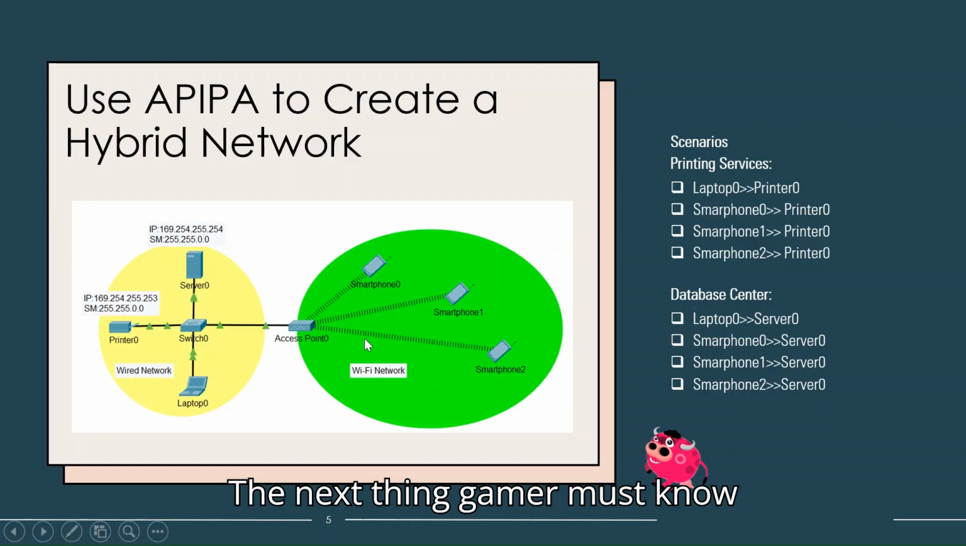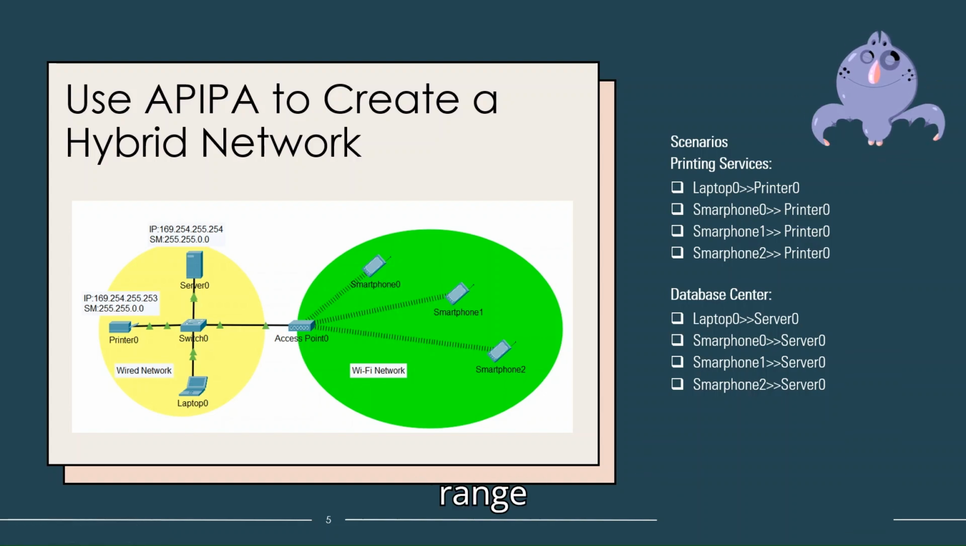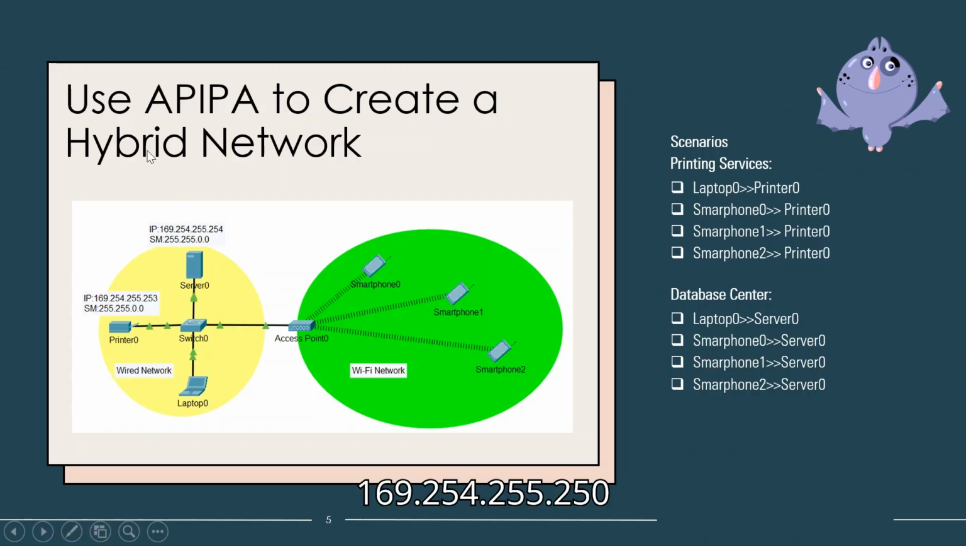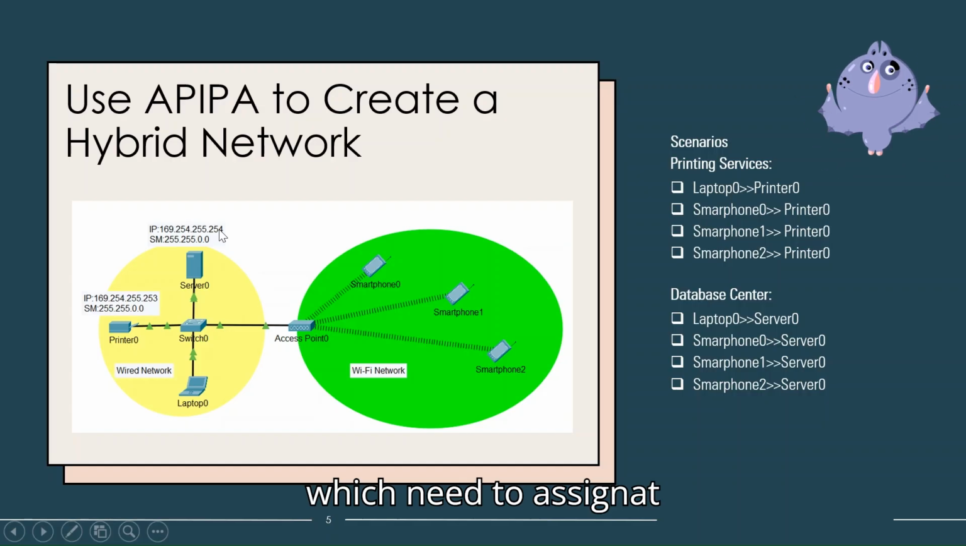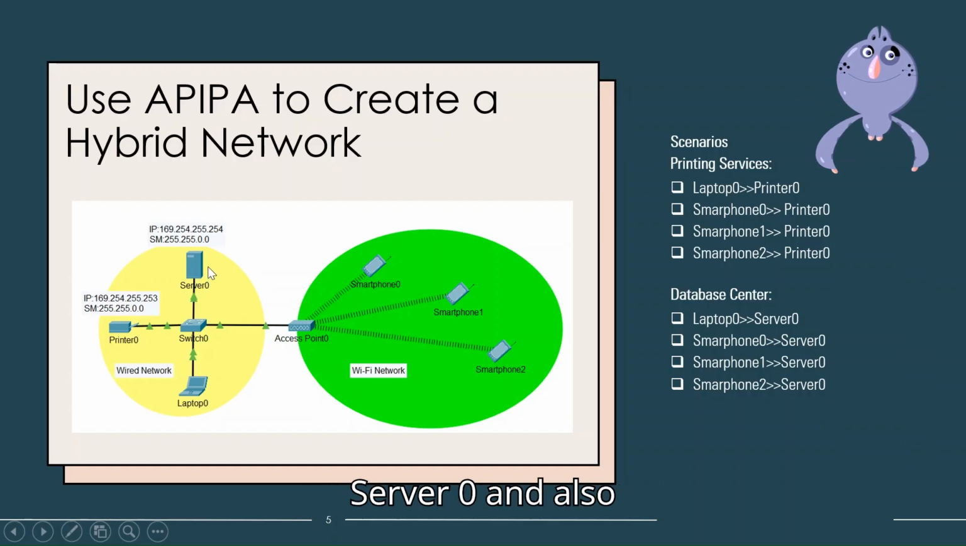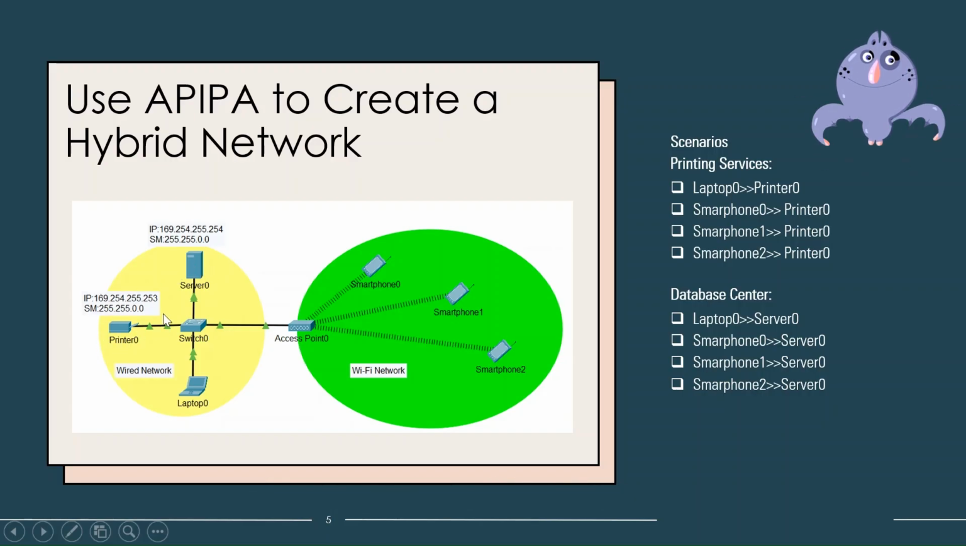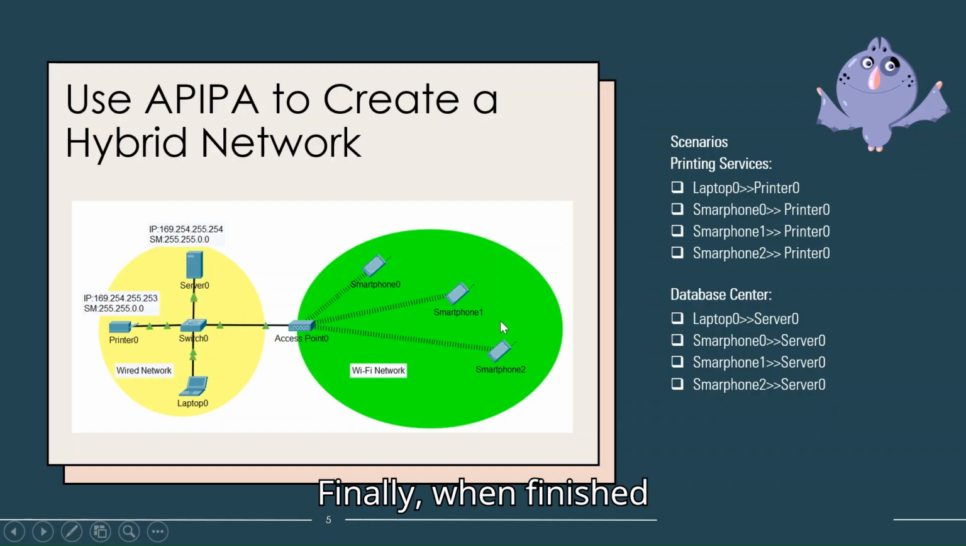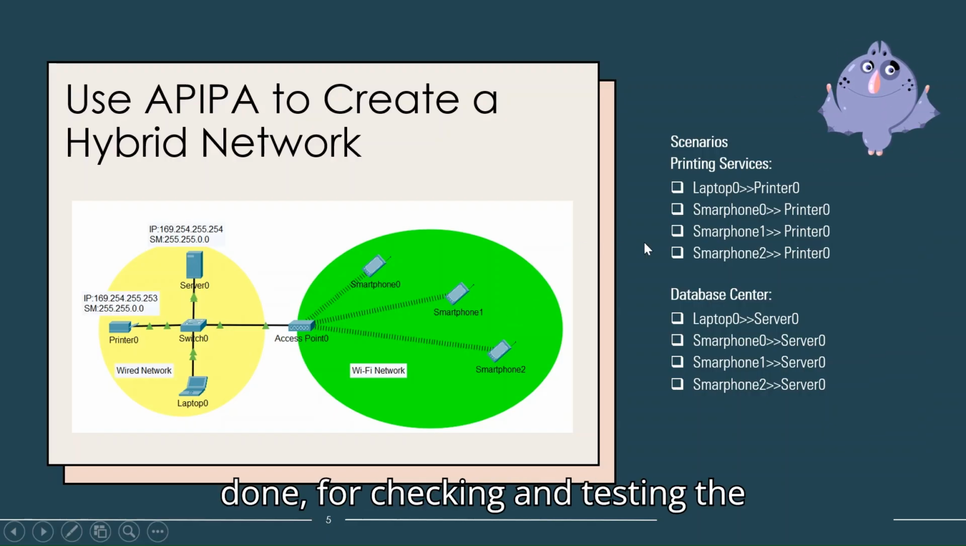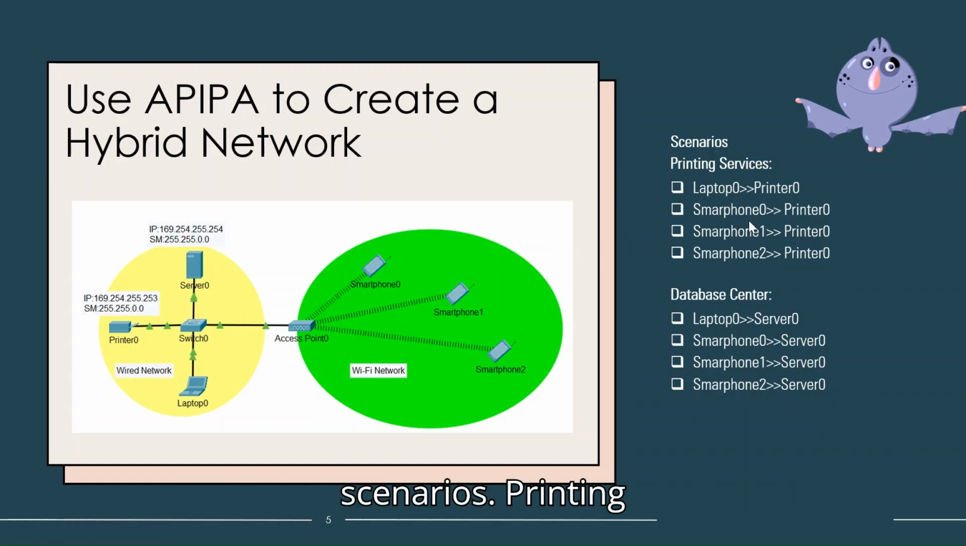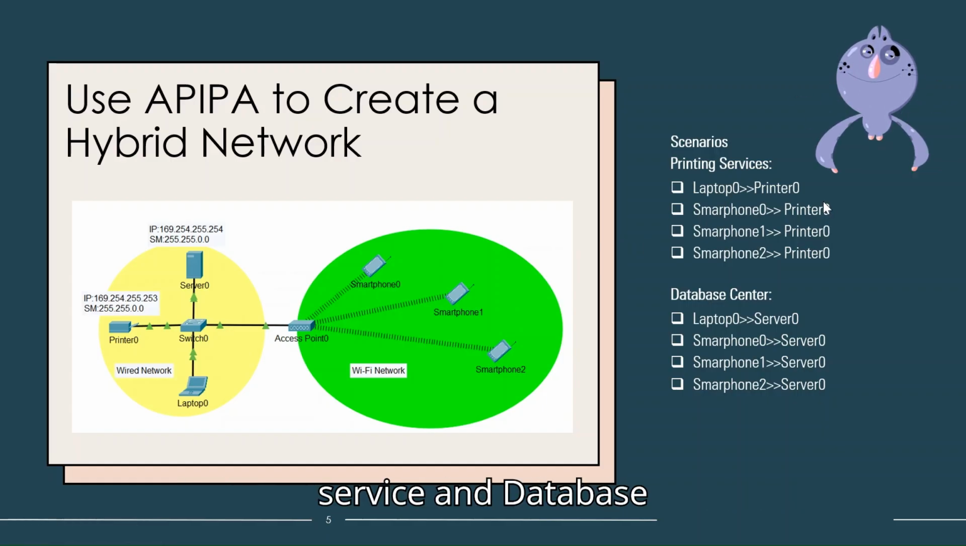The next thing the gamer must know is the last IP address for the APIPA range, 169.254.255.254, which needs to be assigned to server 0, and also the second last IP to printer 0. Finally, when finished, for checking and testing the designed network, remember there are two scenarios: printing service and database center.